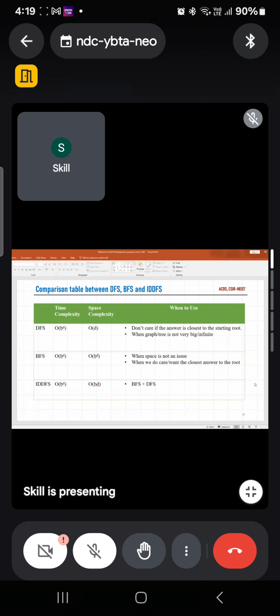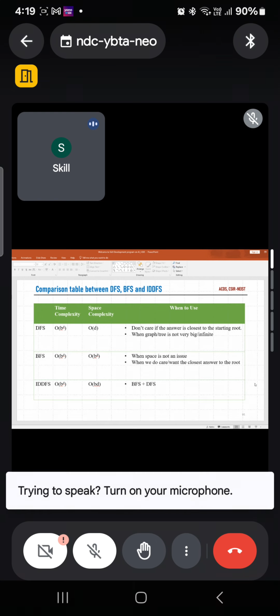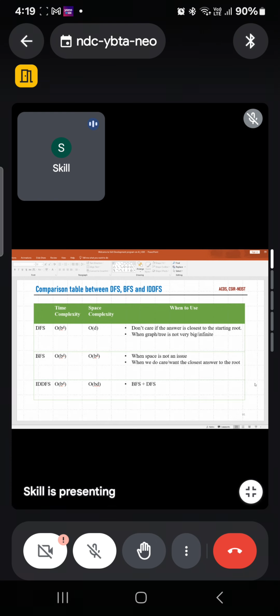And we use BFS when space is not a very big issue. As you can see, order of b to the power d is much more space consuming as all the nodes have to be visited at a particular level. So it will take more space for visiting all the nodes. And when the goal node is closest to the root node, then in that case also we can use BFS.